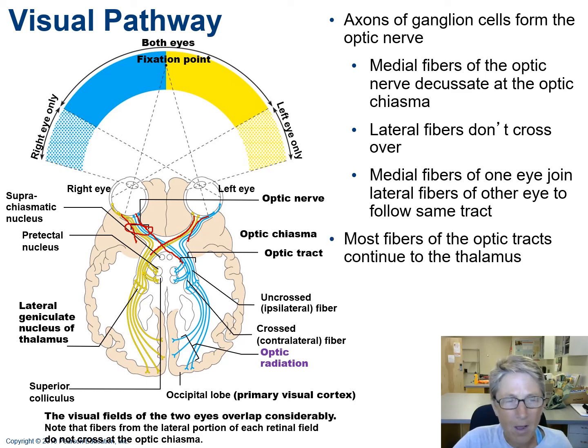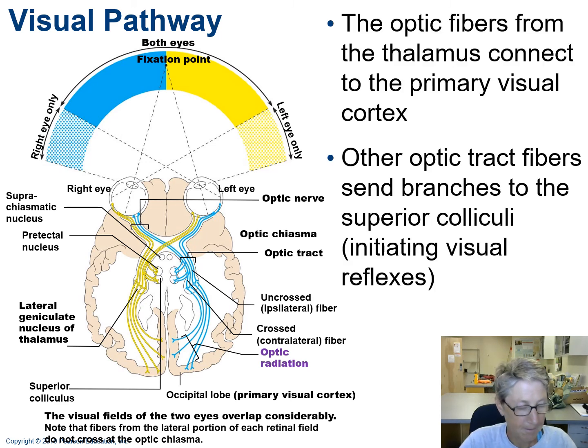The medial fibers of one eye join the lateral fibers of the other eye to follow the same optic tract. Most fibers of the optic tract go to the thalamus. Remember, the thalamus, that's the gateway to the cortex. If you want to get into the cerebral cortex, you want to get into the visual cortex, you have to go through the thalamus.